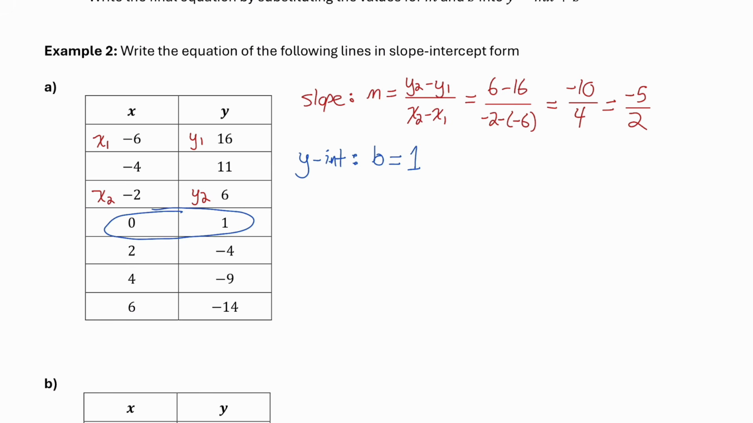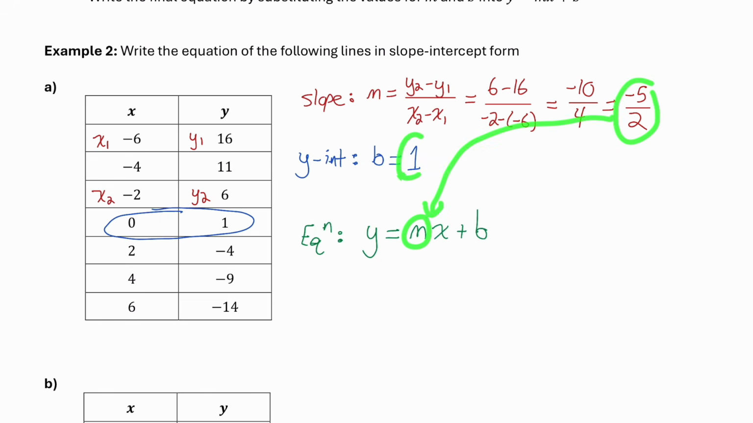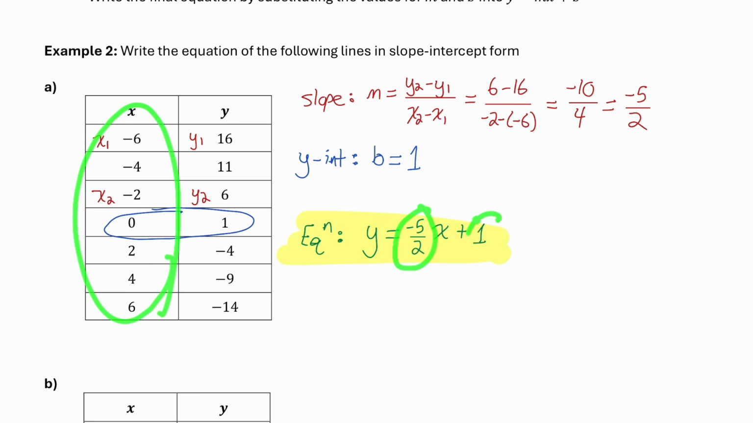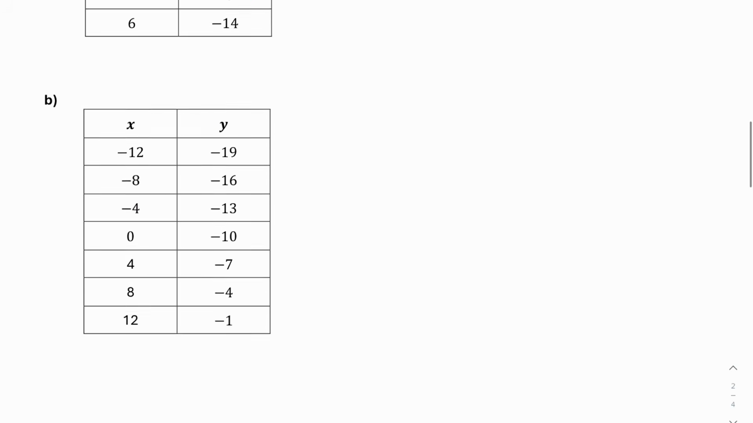So my final answer, my equation of this line, into y equals mx plus b, replace the m with -5 over 2, and replace the b with 1. So there's the equation that represents the linear relationship shown in this table. Take any of these x values, multiply them by -5 over 2, and then add 1, and that will equal its corresponding y value. Now on to part B.